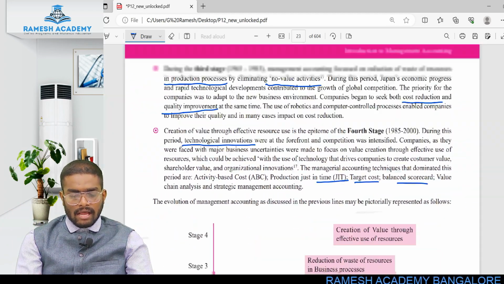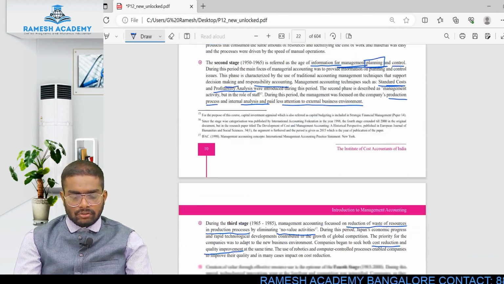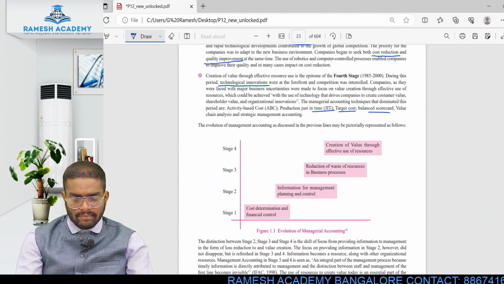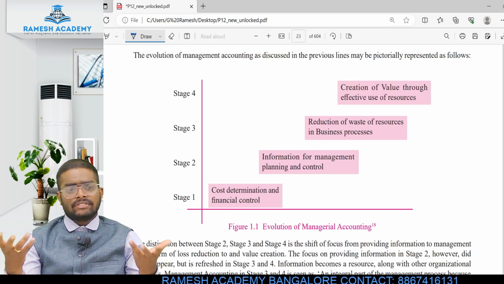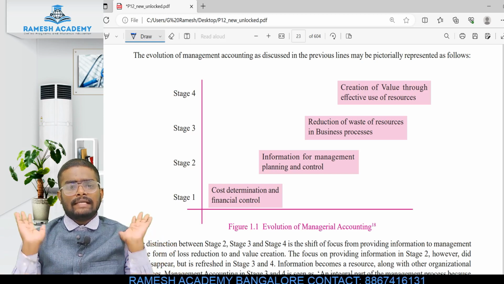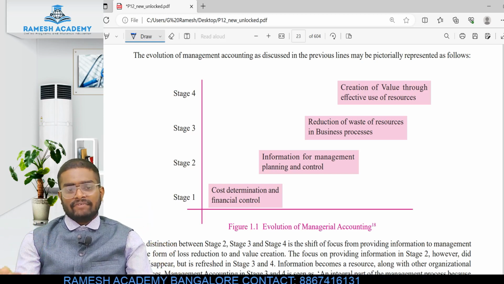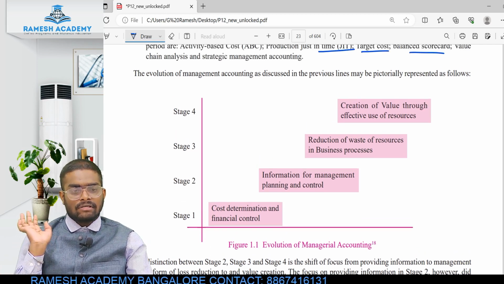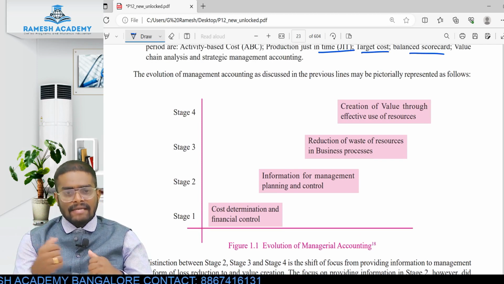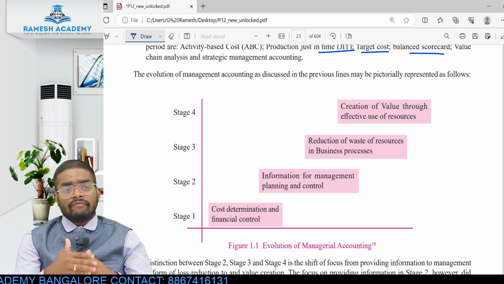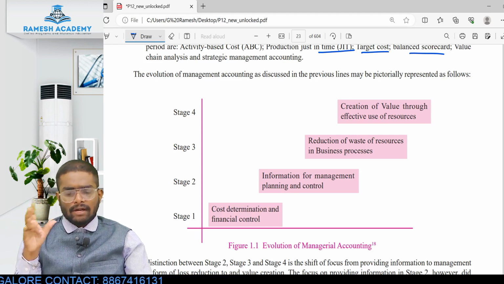So these are the phases in the evolution of management accounting. If we have a summary, what was the first stage? It was basically determination of cost and financial control. In this particular stage, we were only concerned with determination. That's it. We were not concerned with any other thing. But next, we went for planning, we went for control, we went for standard costing. We were seeing profitability analysis and all those things.